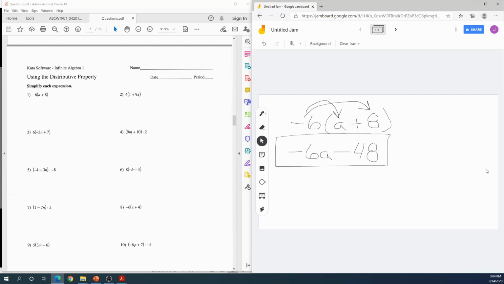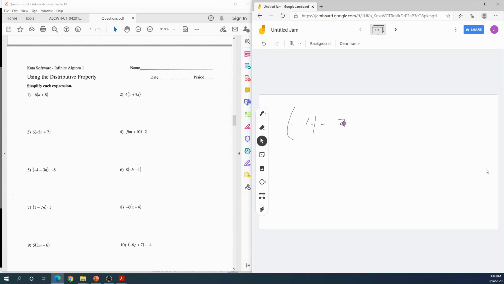So let's jump on down and take a look at problem number 5. So 5 is minus 4 minus 3n, times minus 8. So again, we're going to do minus 8 times our minus 4. We're going to do minus 8 times our minus 3n. So negative 8 times negative 4 is going to be a positive 32. And then we get a negative 8 times a negative 3n is going to be a positive 24n.